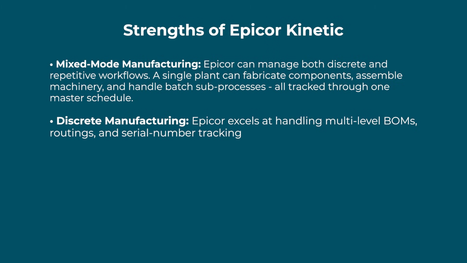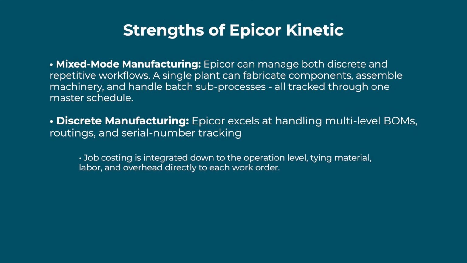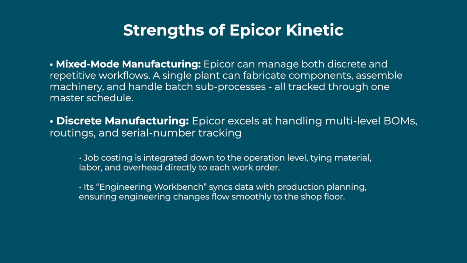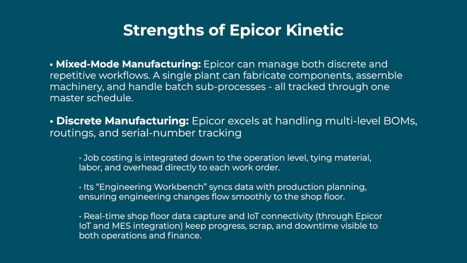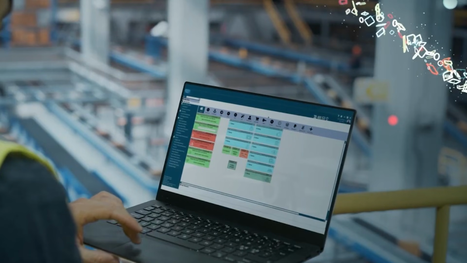Discrete manufacturing. Epicor excels at handling multi-level BOMs, routings, and serial number tracking, the hallmarks of discrete production. Job costing is integrated down to the operational level, tying material, labor, and overhead directly to each work order. Its engineering workbench syncs data with production planning, ensuring engineering changes flow smoothly to the shop floor. Real-time shop floor data capture and IoT connectivity keep progress, scrap, and downtime visible to both operations and finance. For capital equipment manufacturers, Epicor helps manage complex, long lead projects with hundreds of components, milestones, and cost centers.